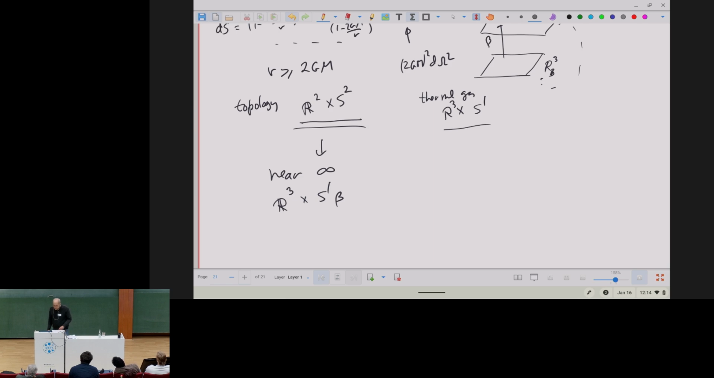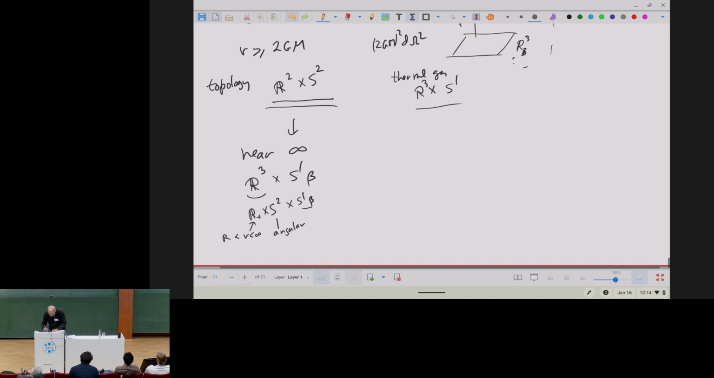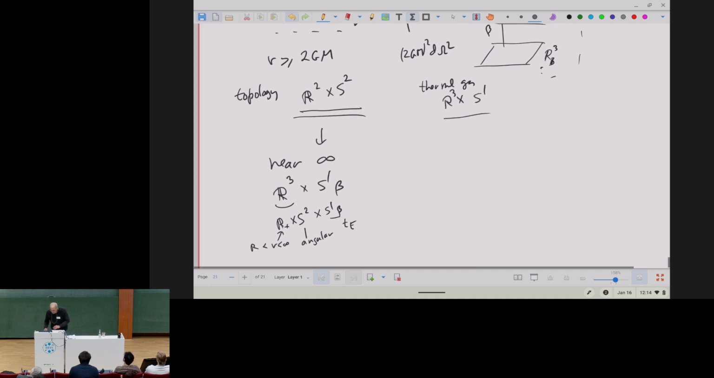The way it's wrong, you could think of R3 near infinity as being sort of half line times S2 times S1 beta. These are the angular directions. This is the radius that's going off to infinity. Let's put some lower cutoff. And S1 beta is parameterized by T sub B. So near infinity, the Euclidean Schwarzschild and also the thermal analog both look like R plus times S2 times S1 beta.